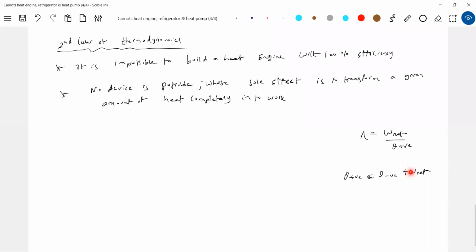So what do we mean by efficiency? It will be 100% when W net equals Q positive. So what does it mean? Q negative should be 0, meaning the whole heat supplied is converted into mechanical work. No device is possible whose sole effect is to transform a given amount of heat completely into work. Correct? W net must be less than Q positive.